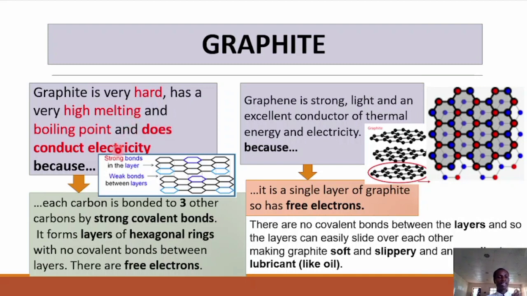Graphite conducts electricity. So we want to see, why is it that graphite is hard? And why is it that graphite has a high melting point and boiling point? Because in a graphite structure, look at this. Look at my cursor here. Each of its carbon atoms is bonded to 3 other carbon atoms, unlike diamond, where each carbon atom is bonded to 4 other carbon atoms. But in graphite, each carbon atom is bonded to 3 other carbon atoms.